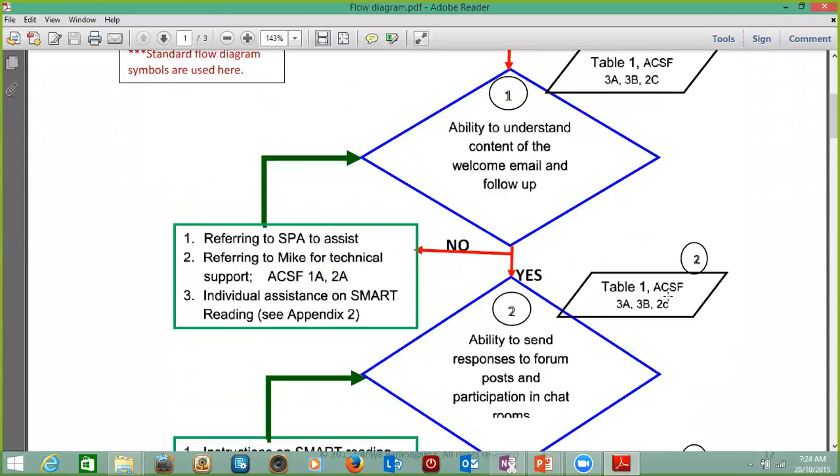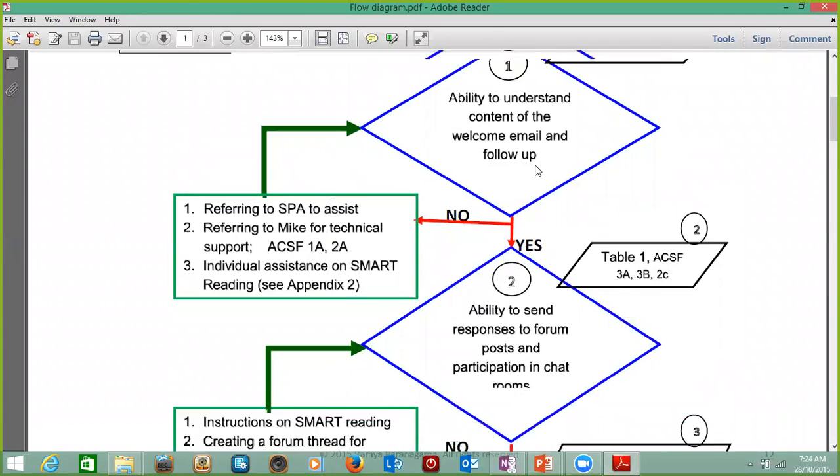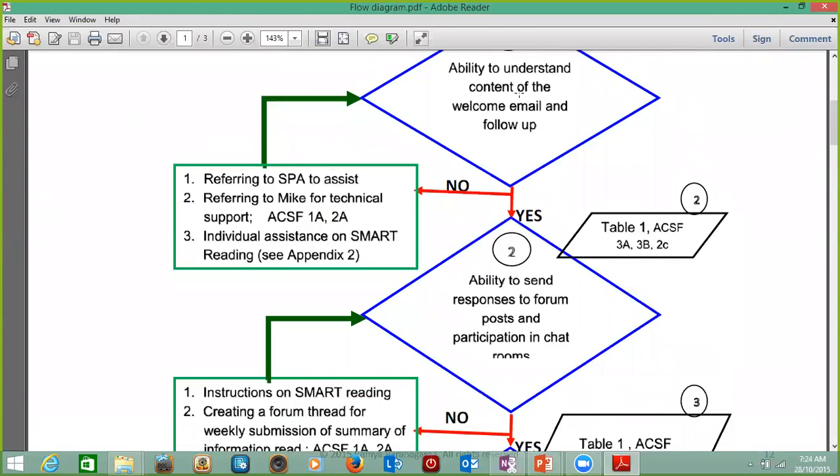What happens is, I'm starting from a welcome email and welcome video. Then for those students, there are 2 decisions to be made. Can the student follow those instructions or not? Yes or no. If yes, it goes to decision box number 2. For those who say no, they should be taken out, and then there is a process involved. They need to refer to the student progress advisor or technical support, or they need individual assistance.